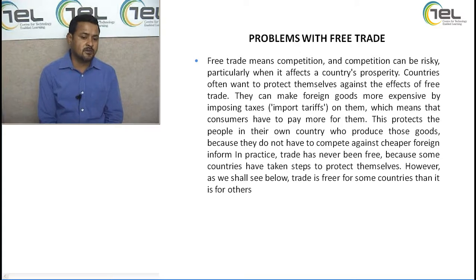Trade has never been free because some countries have taken steps to protect themselves, their own industries, their own individuals, their citizens. However, as we shall see below, trade is freer in some countries than it is for some others.